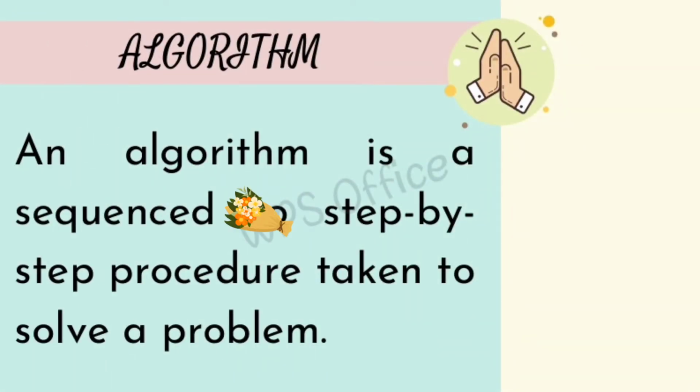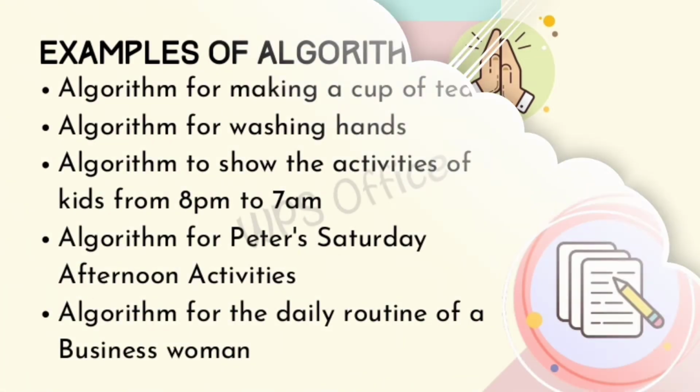An algorithm is a sequence step-by-step procedure taken to solve a problem. Or you can say algorithm is a step-by-step procedure taken to solve a problem. Algorithms are used by us in our everyday life activities. To prepare a cup of tea every morning requires an algorithm. We don't just realize it. Sometimes getting up and preparing for school requires an algorithm.